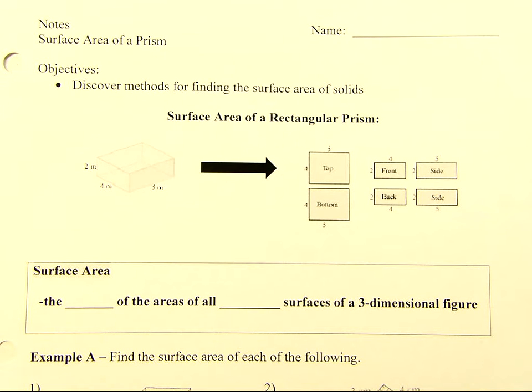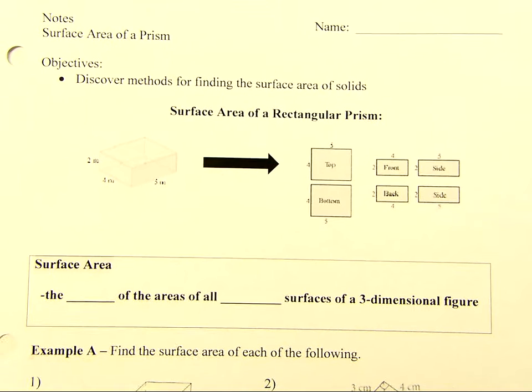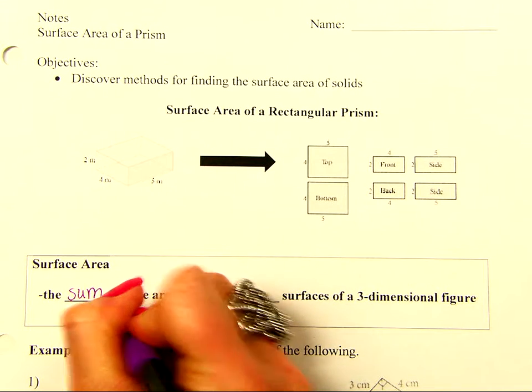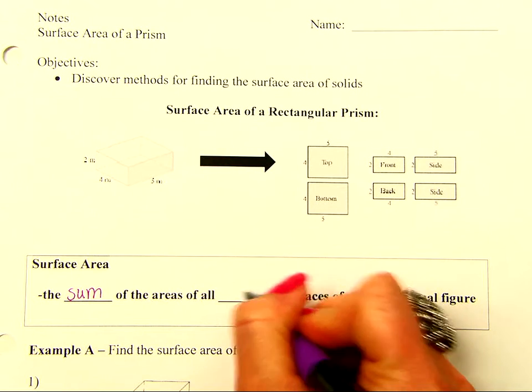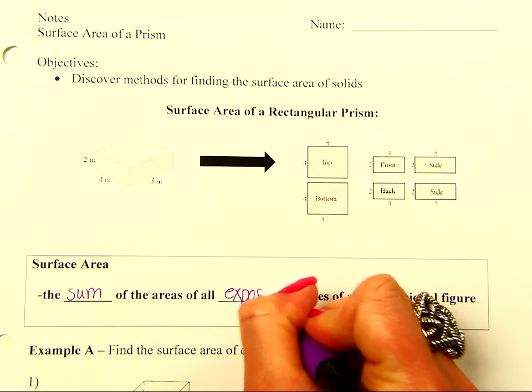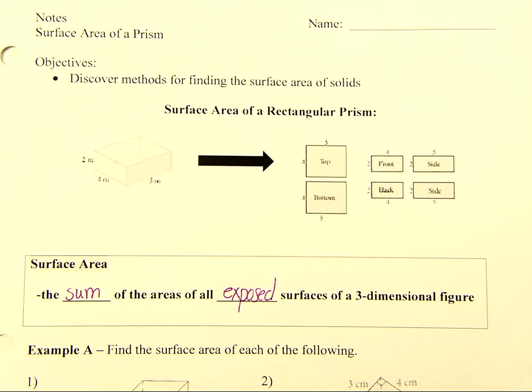Okay, today we're going to talk a little bit about surface area. And when we're talking about surface area, we know that surface area is really the sum of the areas of all our exposed surfaces of a three-dimensional figure. So we're finding the area of the outside of the figure. This would really come into play if we're thinking about painting a three-dimensional figure, covering it with wrapping paper, that kind of thing. What would it take to cover the outside? That's our topic of surface area.